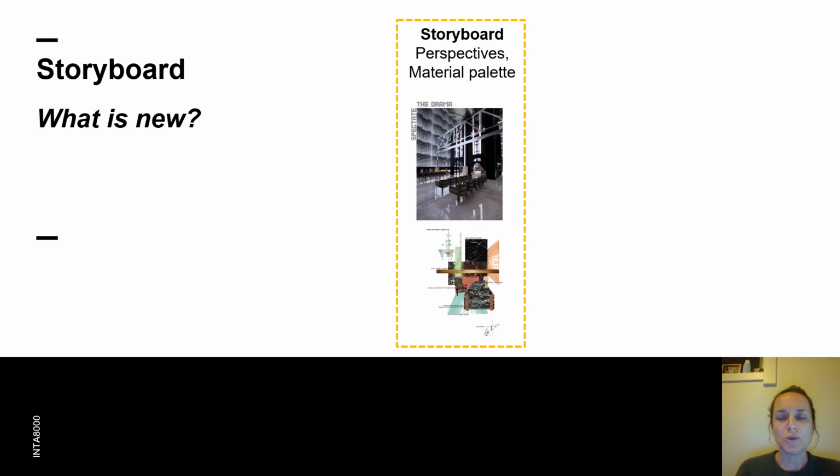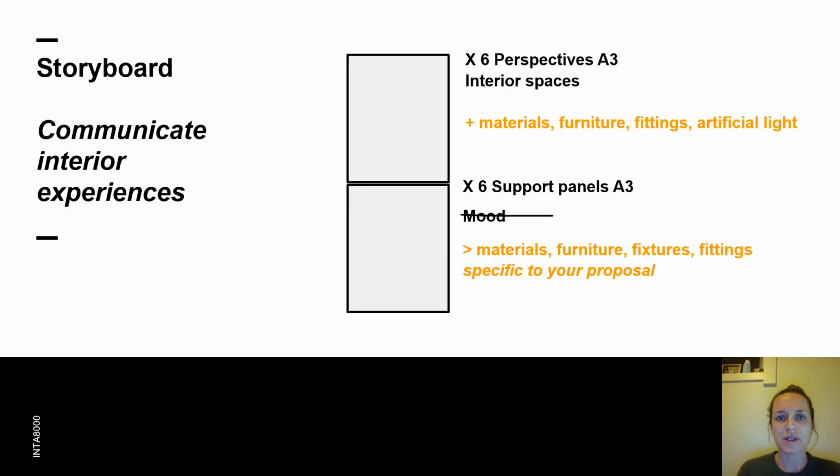What is new within this component of the assessment? Well, you're still being asked to do 6 perspectives at A3 of your 6 key spaces. The additional component is that you'll now be showing materials, furniture, fittings, and artificial light in your perspective drawings. So those black and white drawings will start to come to life through these interior details.